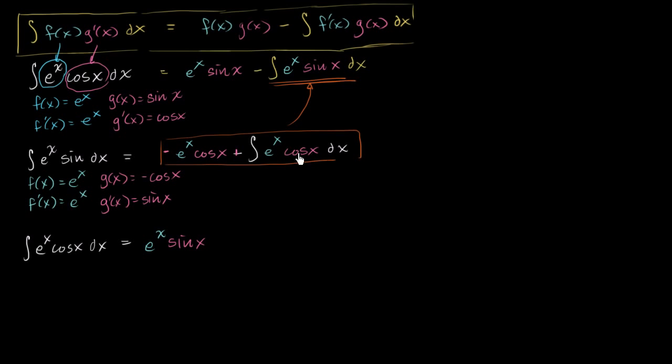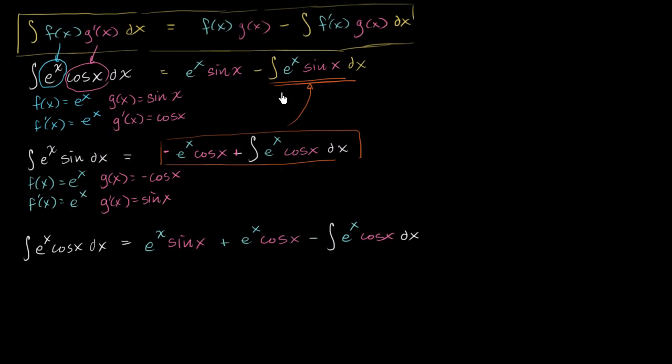So let's just subtract all of this business. We're subtracting all of this. So if you subtract negative e to the x cosine of x, it's going to be positive e to the x cosine of x. And then remember, we're subtracting all of this. So then we have minus the antiderivative of e to the x cosine of x dx.